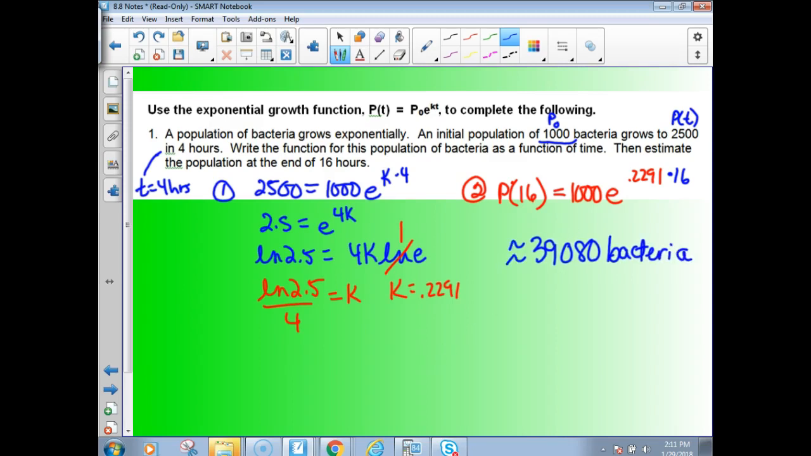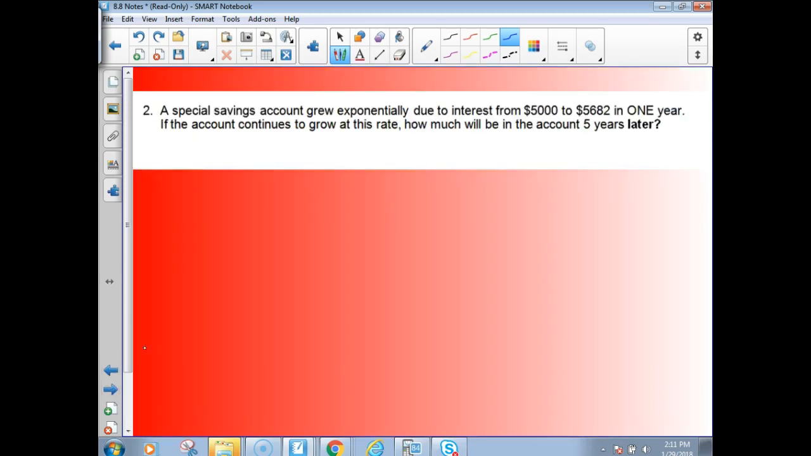Okay, so that's an approximate value, because we've been rounding the whole time. Okay. Number 2, we have a special savings account that grew exponentially due to interest from $5,000 to $5,682 in 1 year. 1 year. Oh boy, that's the key right there.